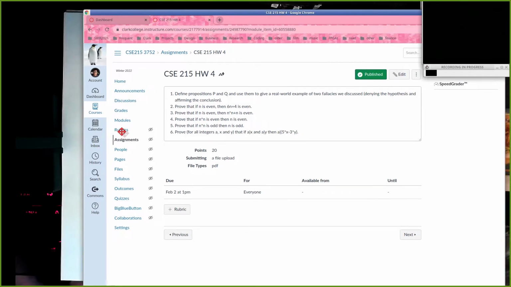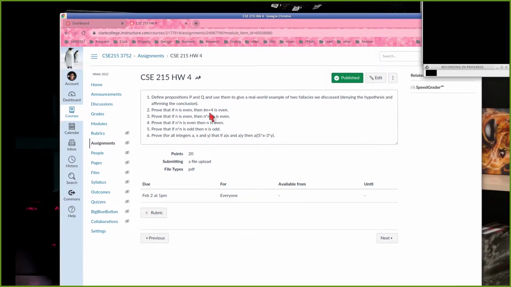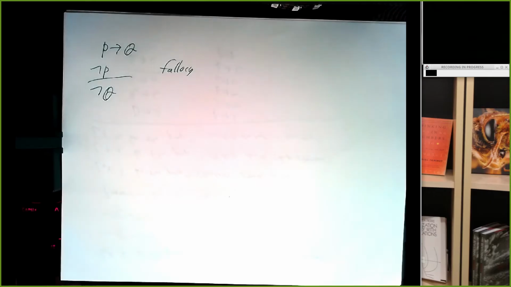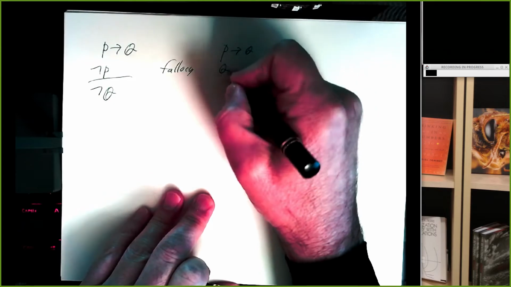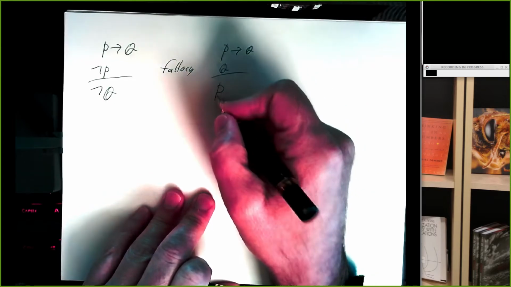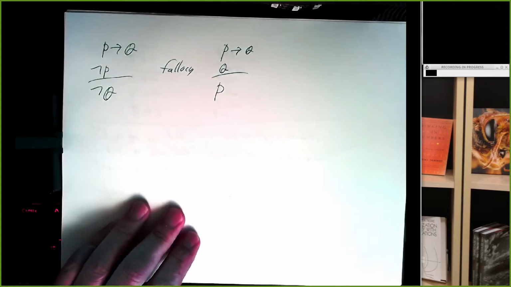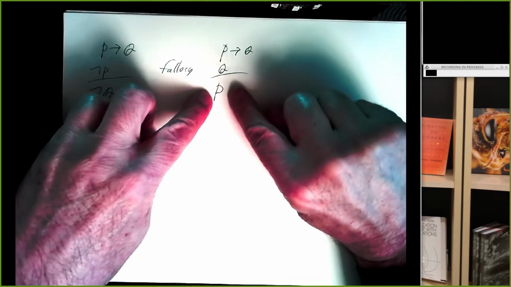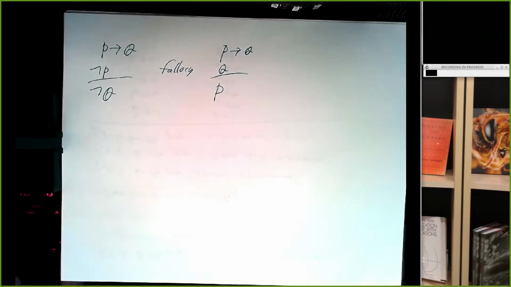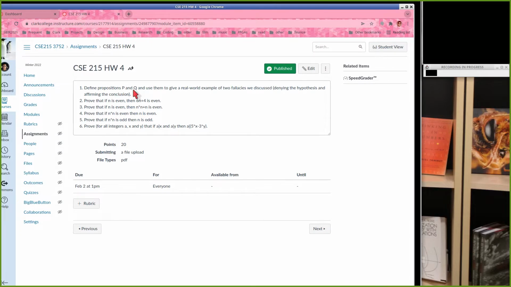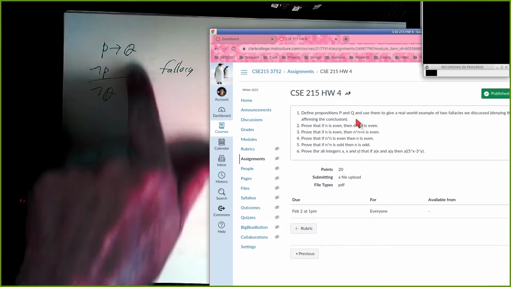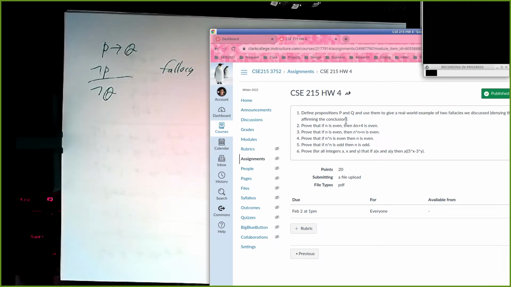And then do the same thing. You can use a different set of propositions, if you like, for the fallacy of affirming the conclusion. And remember, affirming the conclusion looks like this. If P, then Q, Q, therefore P. And so you want propositions where this is clearly true, but this is clearly false. So that's part one. It's not a proof problem per se, it's a counterexample. So you come up with a P and Q, you write down what the fallacy says, and then you explain why that's true, that's false.